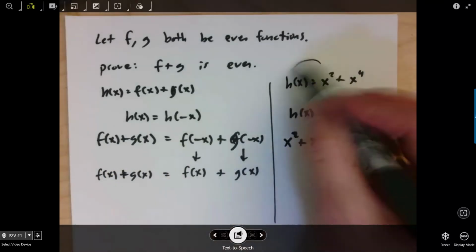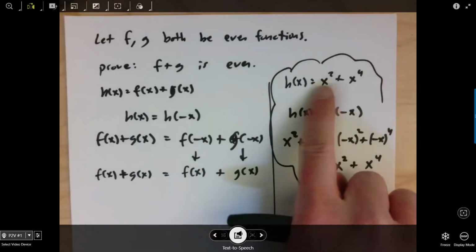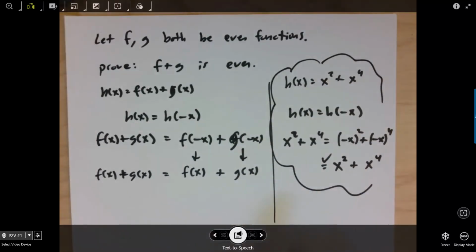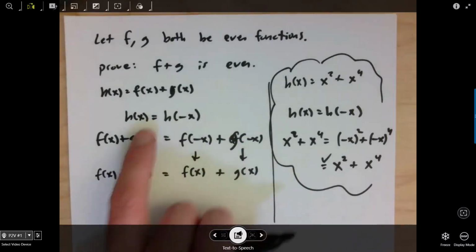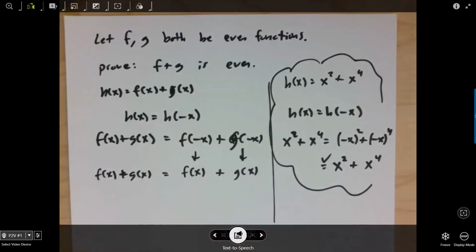So, to be clear, this is not a proof. This is an example of two even functions that combine to be even. But it gives you the idea, and then over here, this is a proof, because here we're not assuming anything at all about what f and g look like, except for the fact that they're even functions. So that's the kind of thing that you're going to try and do for the rest of the block until your practice quiz. Good luck.